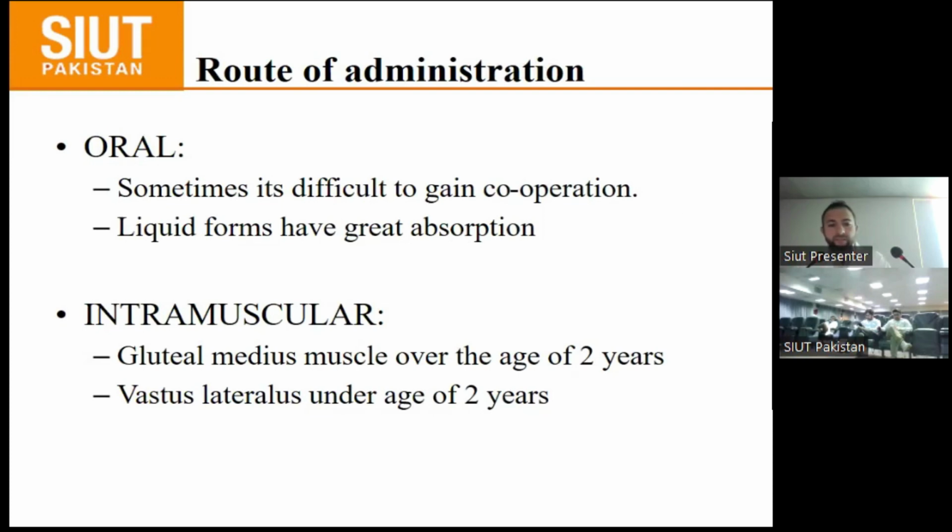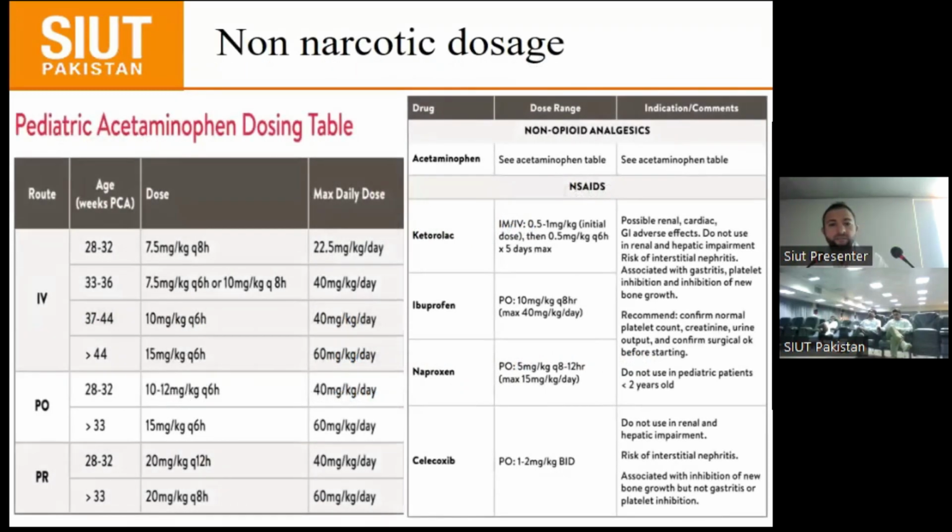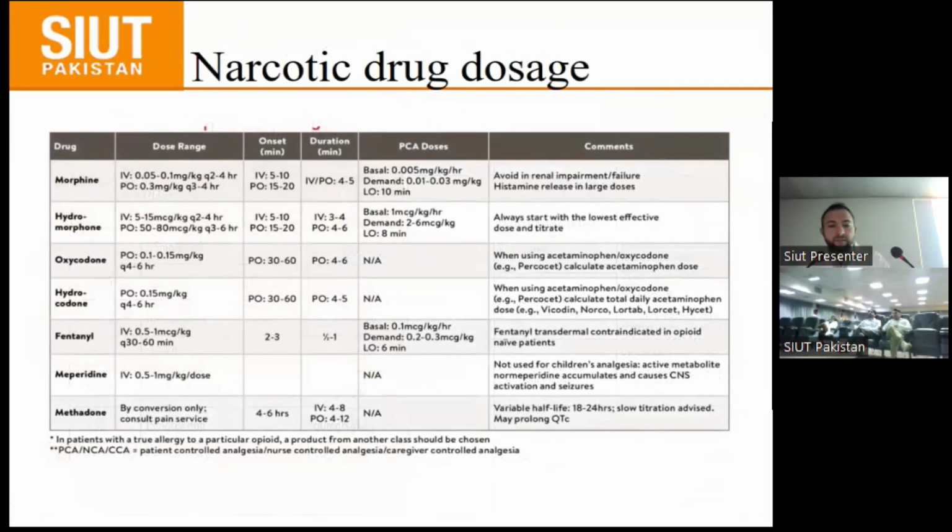Route of administration: sometimes it is difficult to gain cooperation. Liquid forms have greater absorption. Mostly painkillers we give intramuscularly, in the gluteus medius muscle over the age of 2 years, and in the vastus lateralis under the age of 2 years. These are some painkiller medications which are narcotic and non-narcotic. In non-narcotics, we can give acetaminophen, ketorolac, ibuprofen, naproxen, and celecoxib. In narcotics, we can give morphine, hydromorphone, oxycodone, hydrocodone, fentanyl, meperidine, and methadone.